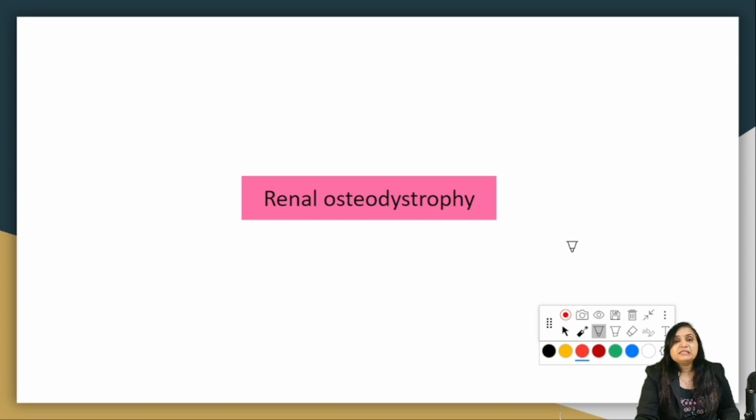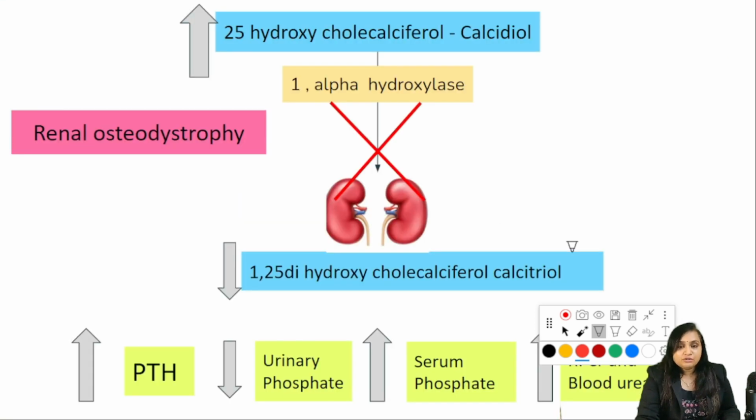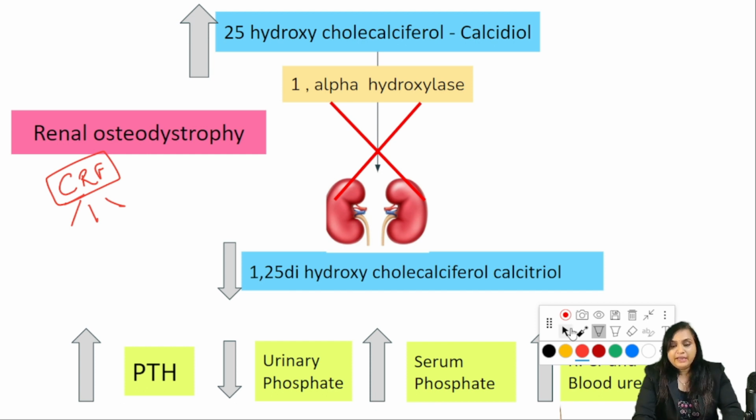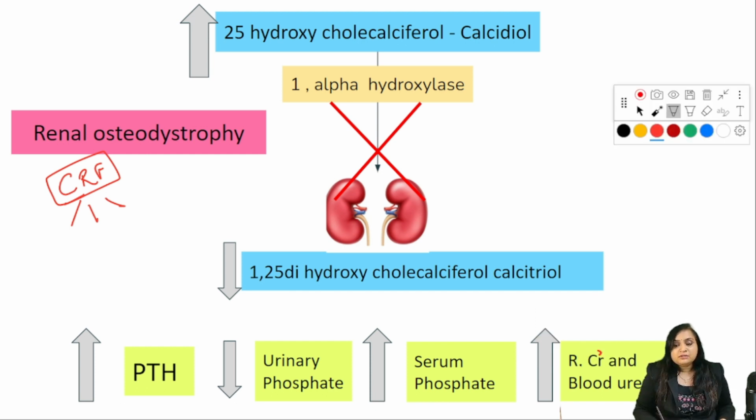Now the last type is the renal type of rickets, that is renal osteodystrophy. Here we all know it occurs in patients who are suffering from chronic renal failure. So there will be all signs of chronic renal failure, like there will be an increase in the serum creatinine as well as blood urea. There will be a presence of acidosis. There will be other signs of chronic renal failure.